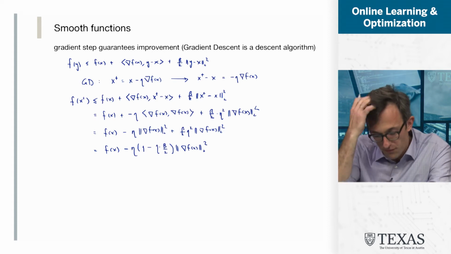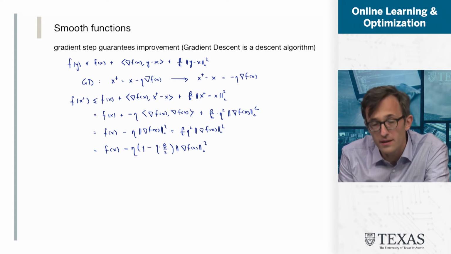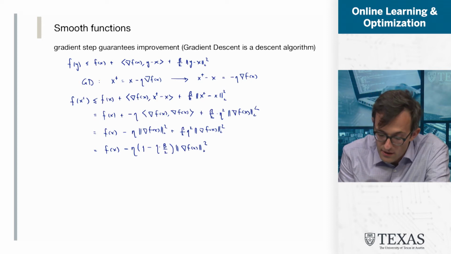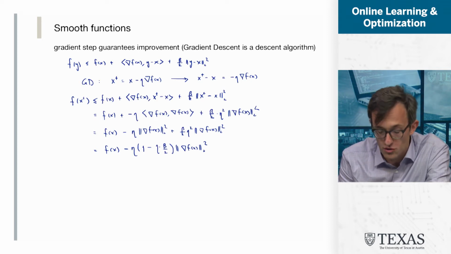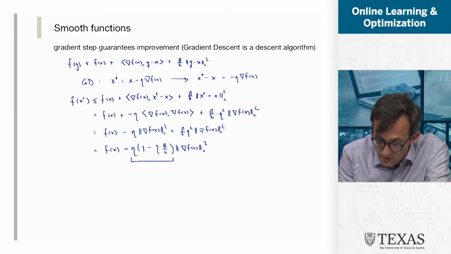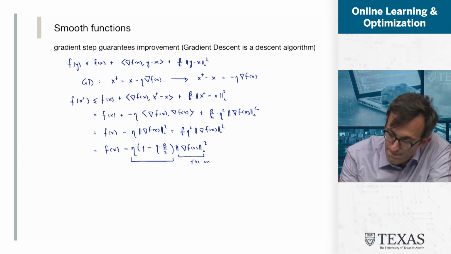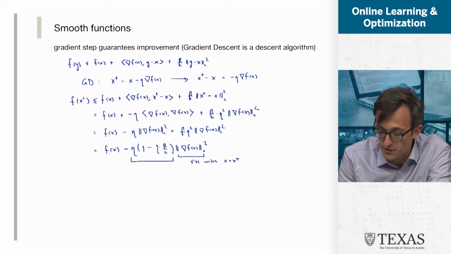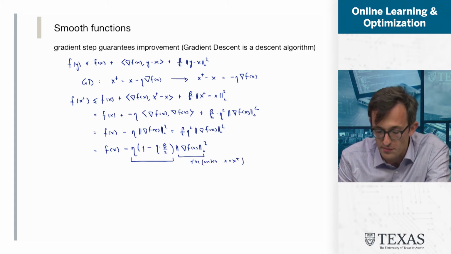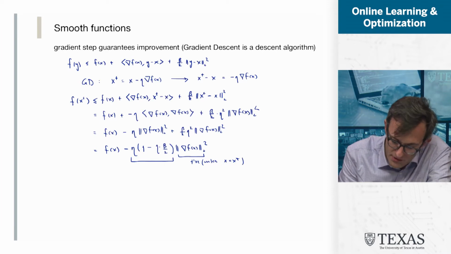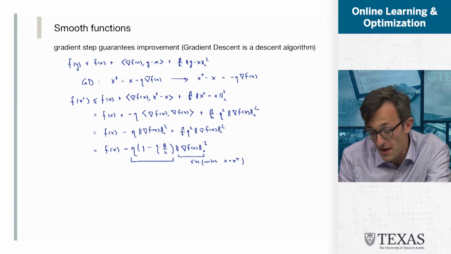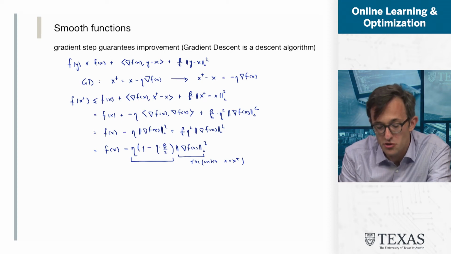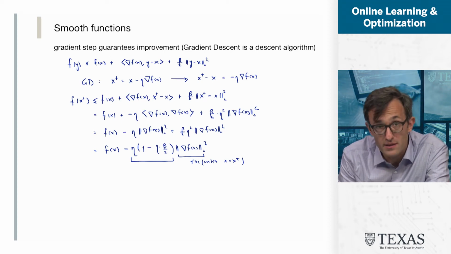We're close. This tells me that if I choose eta small enough, then I'm subtracting something strictly positive. So we know that this term is positive, unless x is equal to x star, in which case it's equal to 0. Otherwise, it has to be strictly positive. And what about this term? As long as this is positive, then I know that f of x plus is strictly less than f of x. And I can make this strictly positive by choosing eta small enough.